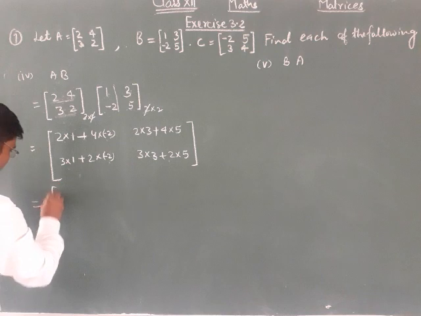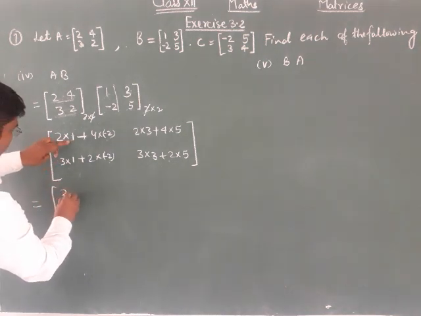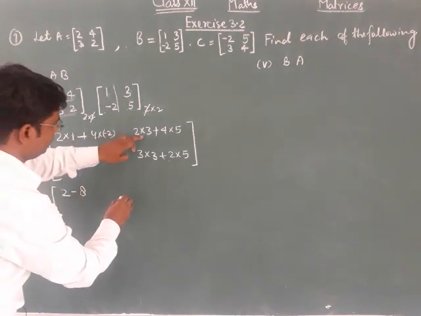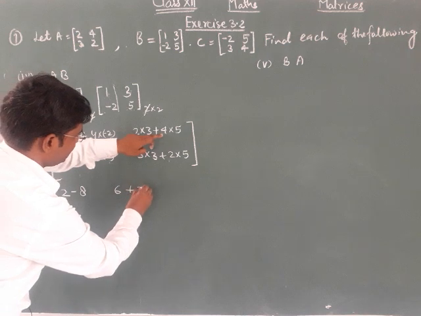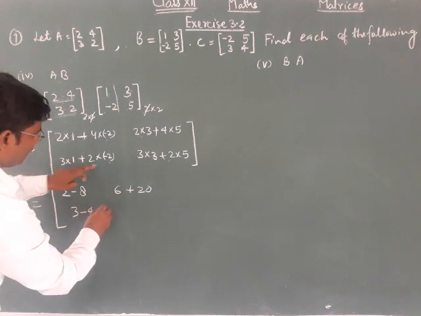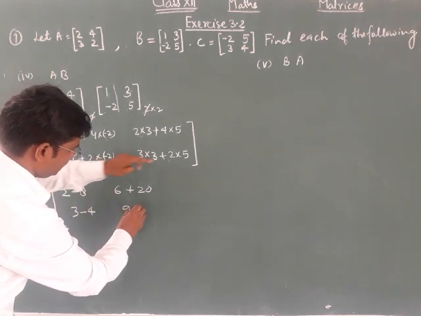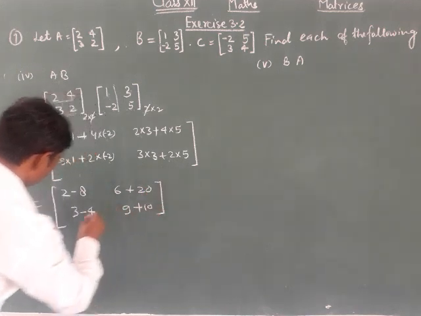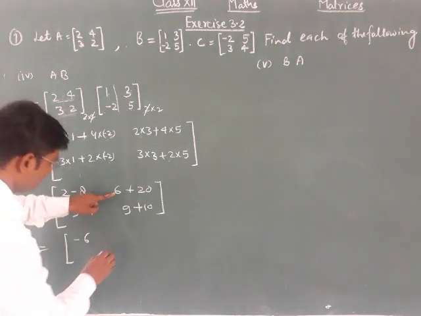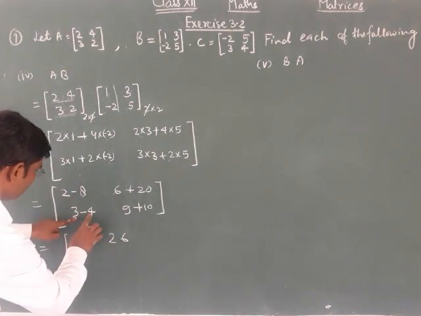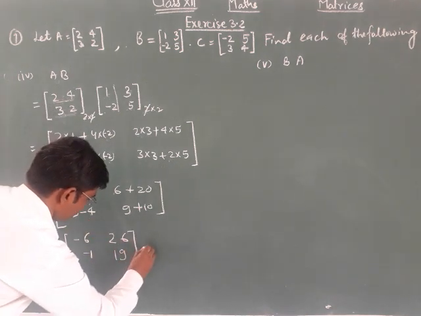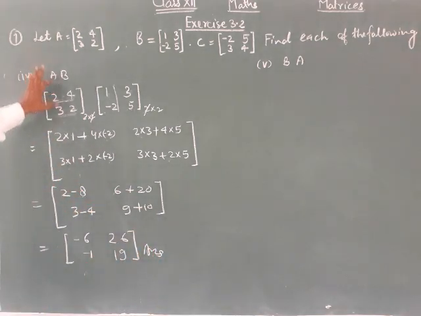Now 2 into 1 is 2, plus 4 into minus 2 is minus 8, so minus 6. And 6 plus 20 is 26. Then 3 minus 4 is minus 1, and 9 plus 10 is 19. So the result will be minus 6 and 26, also minus 1 and 19. This is the answer of the multiplication of the given matrices.